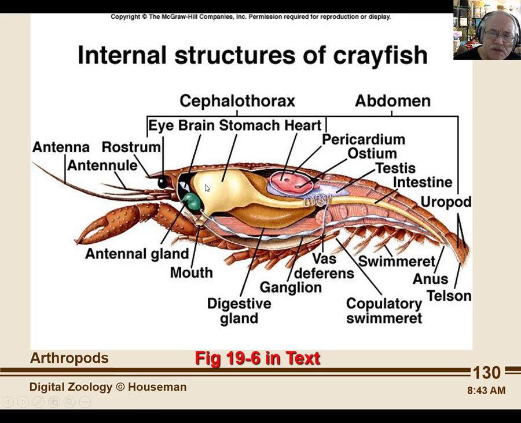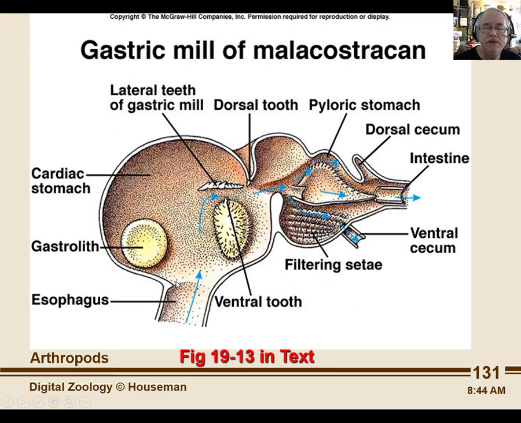And if we take a look at the stomach a little bit more carefully, we can see that there are 2 parts to it. Here's the esophagus entering here, the food entering in these blue arrows. Here's the cardiac stomach, which literally has teeth in this gastric mill area for grinding up the food more. And then we have this pyloric stomach, the second region here, which has a series of filtering setae for filtering out particles, some of which are shunted to be stored in the cecum. Others, of course, are shunted down the long intestine.